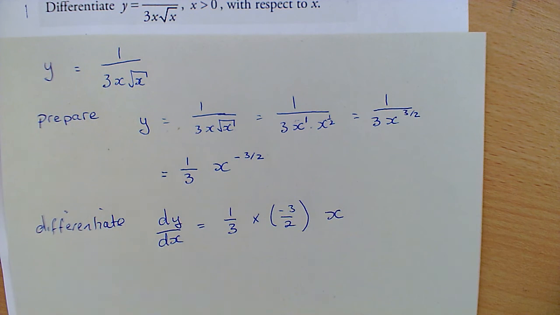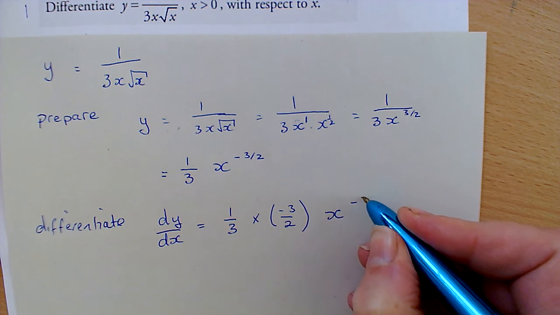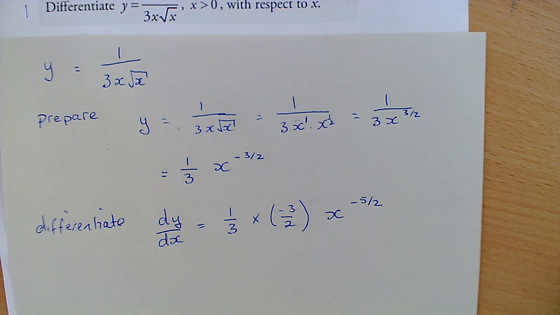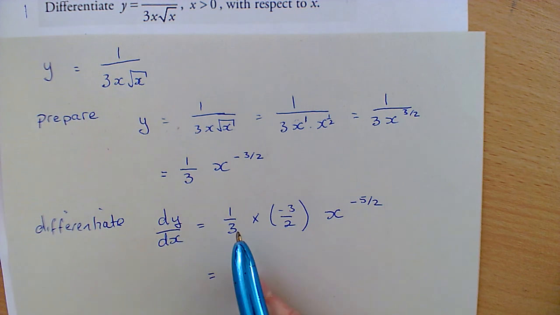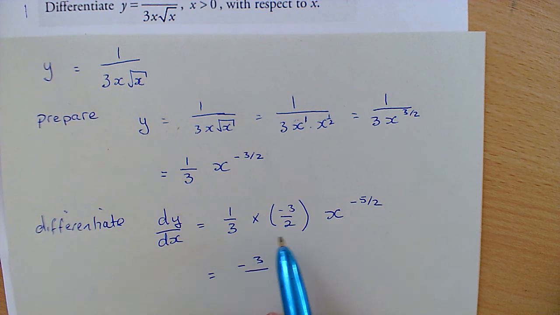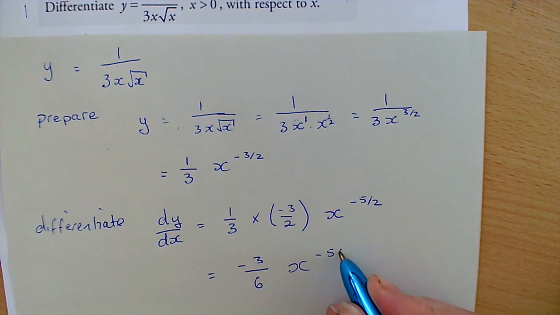So if you're starting at negative 3 over 2 on a number line, and you're going down 1, you're going down 2 halves, so that's going to take you down to minus 5 over 2. Okay, now it just needs sorted out. Equals, well, you're multiplying fractions together, you've got minus 3 over 3 times 2 is 6. x to the minus 5 over 2, and that is negative 1/2 x to the minus 5 over 2.